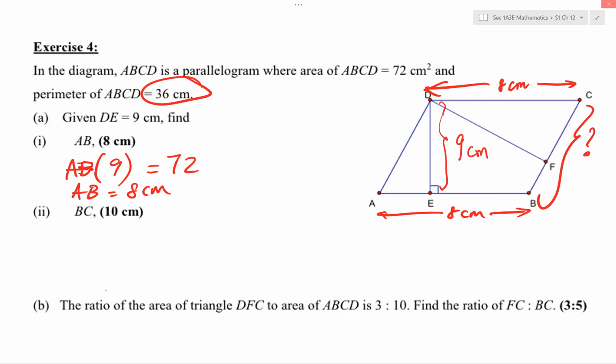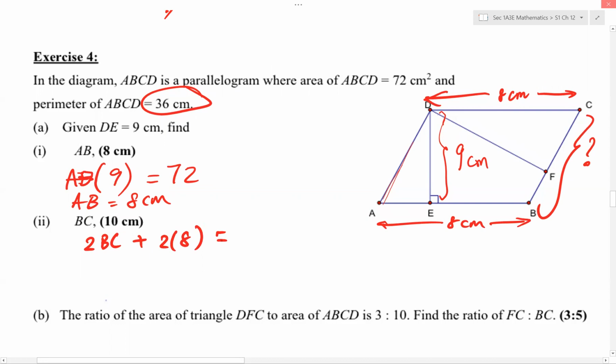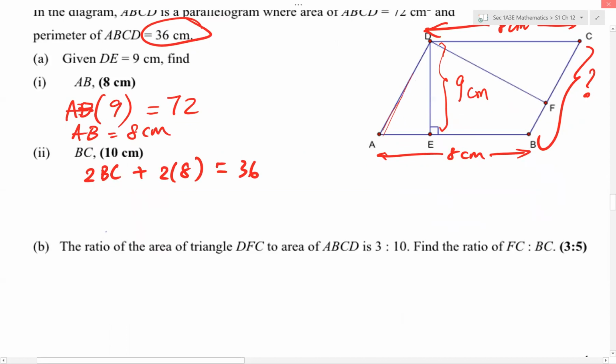So BC has the same length as AD. They are the same. So this is how I'm going to write it. 2 times BC. Why 2 times? Because AD is the same as BC. We're going to add them up. It's the same as adding BC to itself. 2 of them plus 2 of the 8 cm is supposed to give me 36 cm. This is forming an equation using the perimeter.